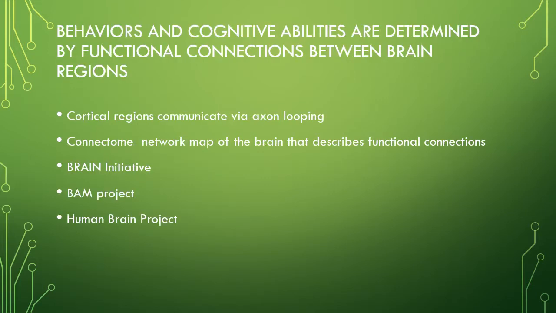Behaviors and cognitive abilities are determined by functional connections between brain regions. The cortical regions communicate via axon looping. And a connectome is a network map of the brain that describes functional connections. There are different projects right now that are trying to map the brain, and some of these include the BRAIN Initiative, BAM Project, and Human Brain Project.